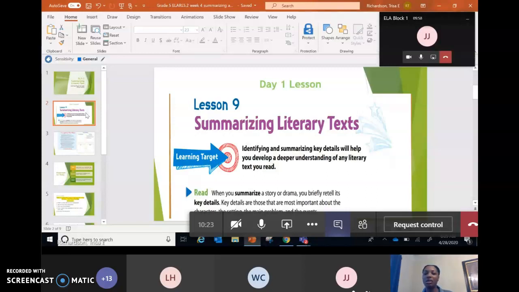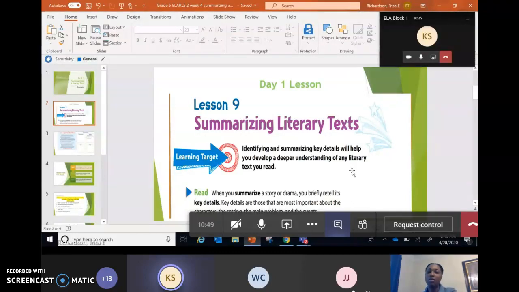I need a volunteer to read the learning target for me for summarizing literary text. You don't say anything, I'm going to call you. I can do it. All right, thank you. Identifying and summarizing key details will help you develop a deeper understanding of any literary text you read.